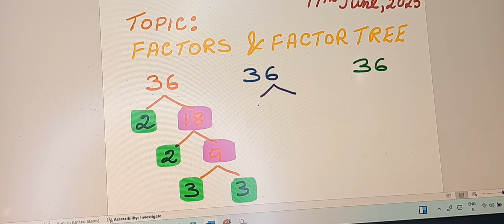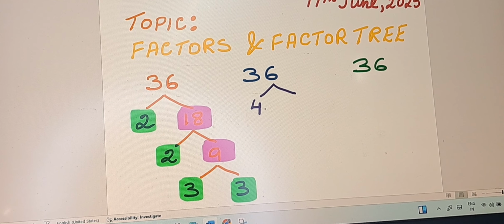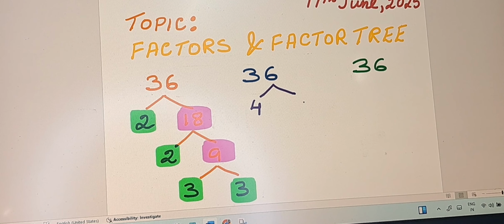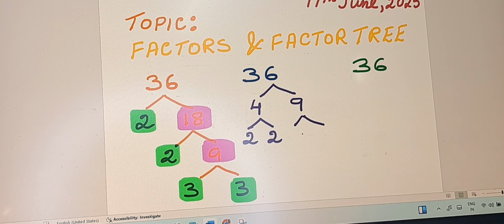Now this 36 I am going to divide by 4, because in the 4 times table, 4 nines are 36. Again I can divide this 4 and this 9.